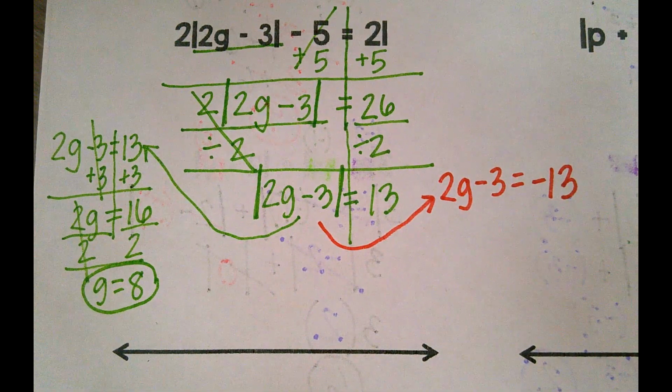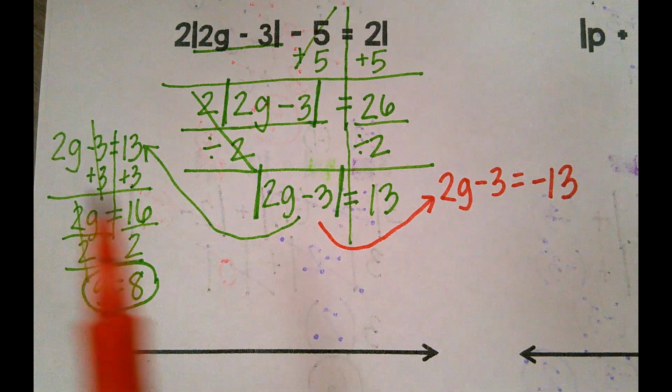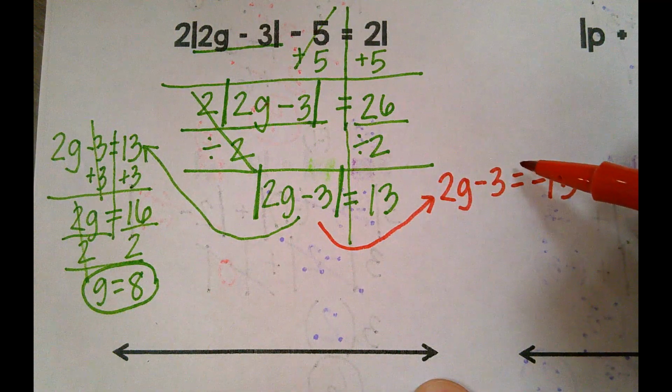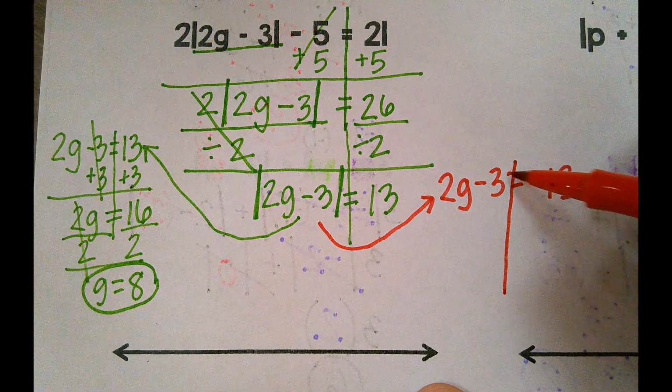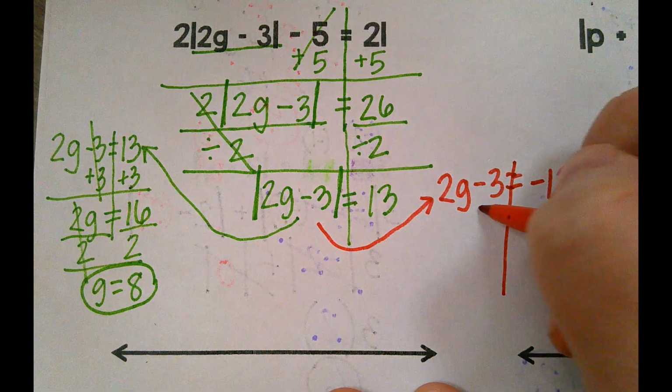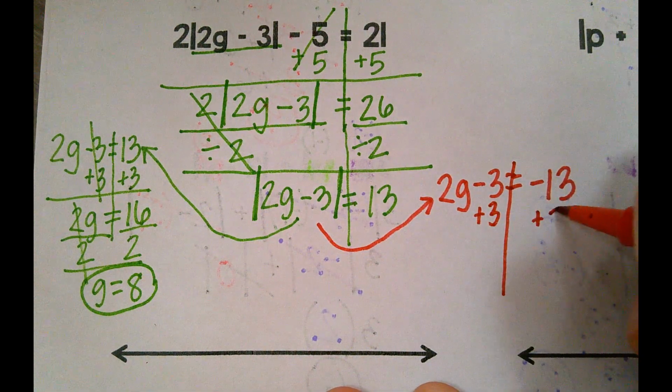So now that I've gotten one of my answers, what should I do next? Do the other one. Same thing. Okay, so what do I do now? Add 3 on both sides.